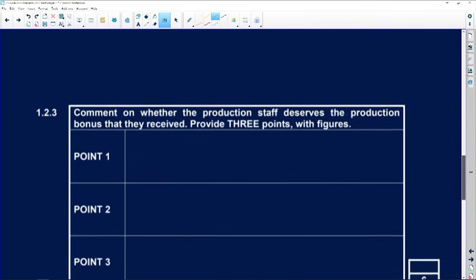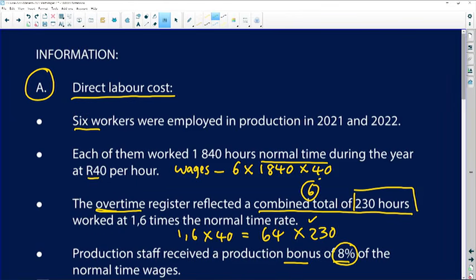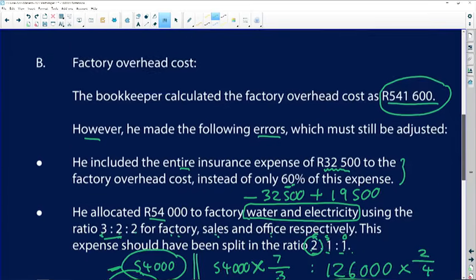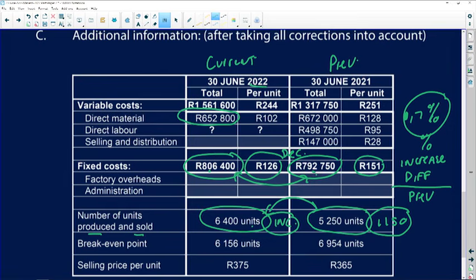The next question. Comment on whether the production staff deserve the production bonus that they received, and they want you to provide 3 points. Okay, so in terms of the production staff, we did the calculation a few minutes ago, and remember there was a bonus, and if I was correct, it was 8%. So they're basically asking us, do the staff deserve their bonus? Right, so once again, let's go to information C so that we can either justify, yes, they deserve the bonus, or no, hang on, they actually don't deserve their bonus.